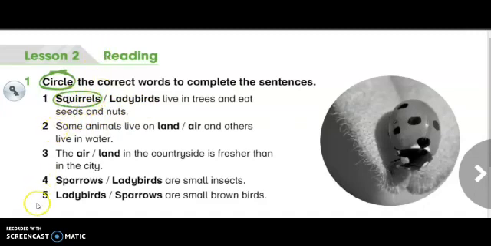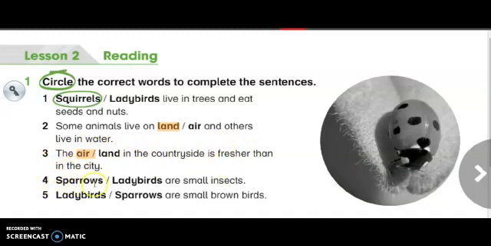Number 2. Some animals live on land or air and others live in water. Yes, excellent. The correct answer is land. بعض الحيوانات تعيش على اليابسة وبعضها يعيش في الماء. Number 3. The air or land in the countryside fresher than in the city. الهواء يكون في القرى أنقى من المدن.